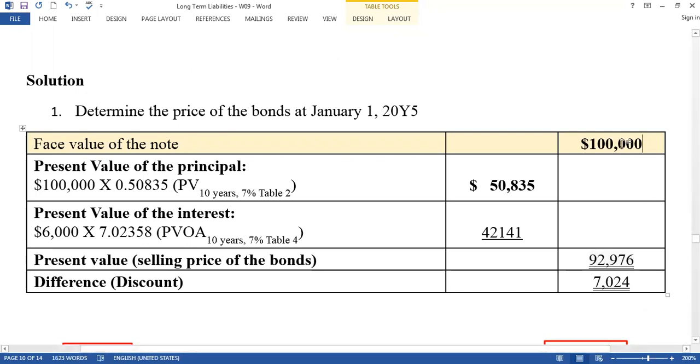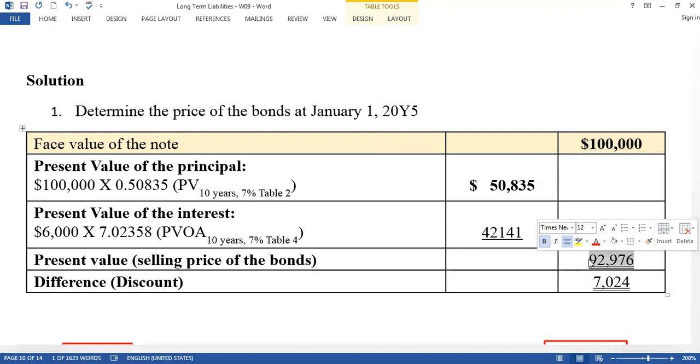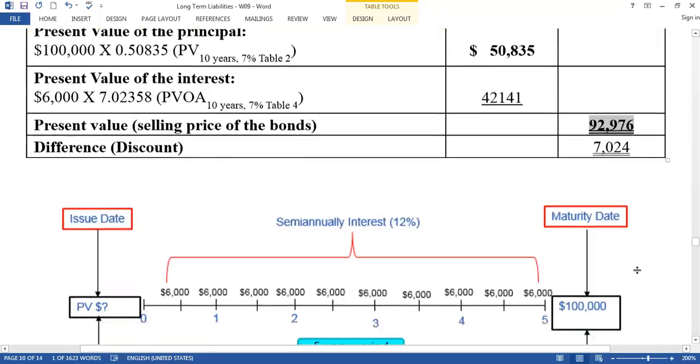Now, the face amount of the bond means you are liable to pay $100,000, 5 years later, right? But today you receive less money, right? That means this $7,024 is your loss. Okay, this is the discount. You understand? This is the discount.